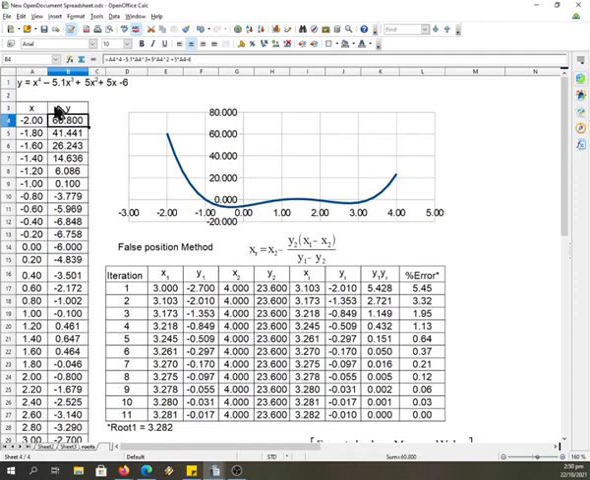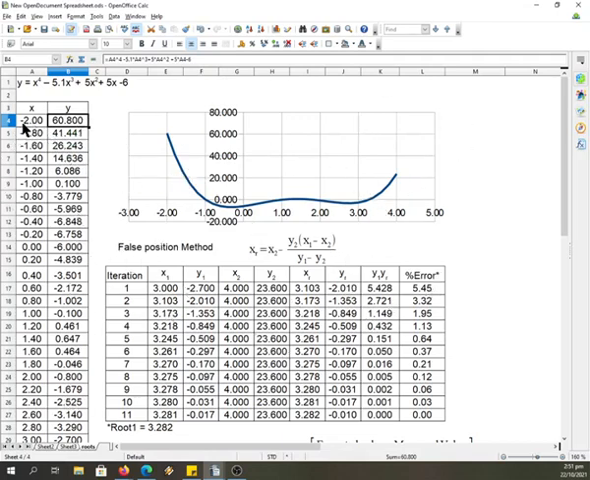If you can see, this is entry cell A4. Using that, A4 to the fourth minus 5.1 A4 cubed plus 5 A4 squared plus 5 A4 minus 6. Of course, this should be small on your screen because this is already in the equation box. Then dragging this downward.